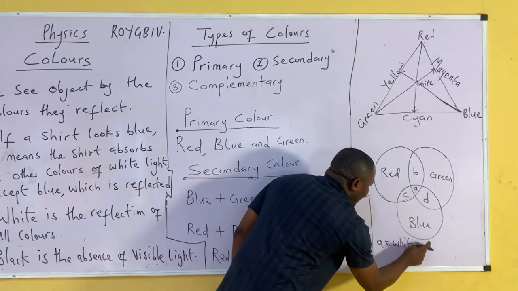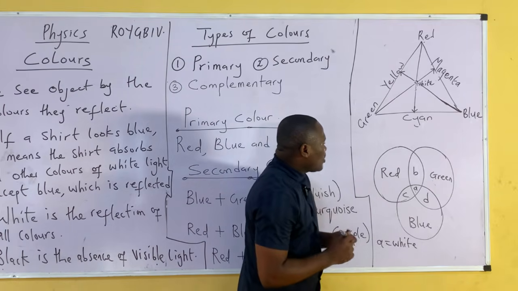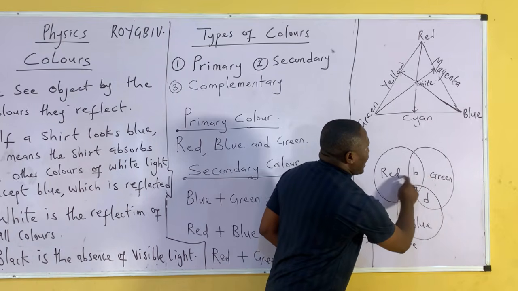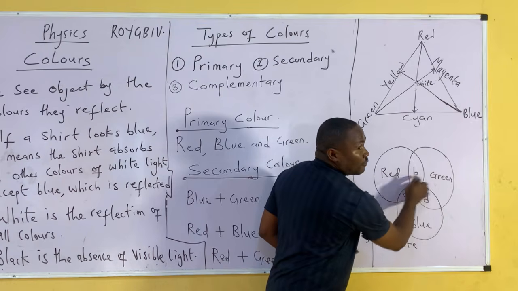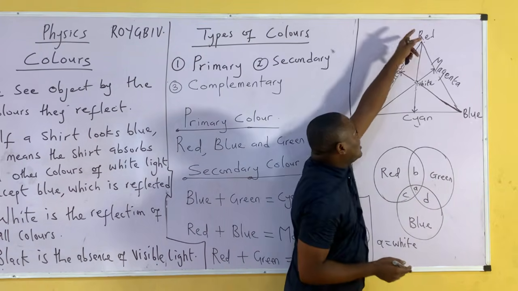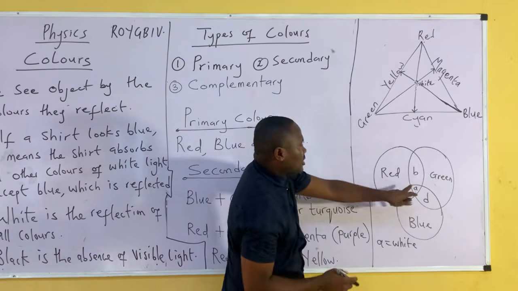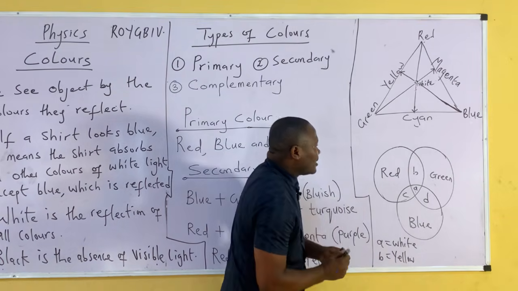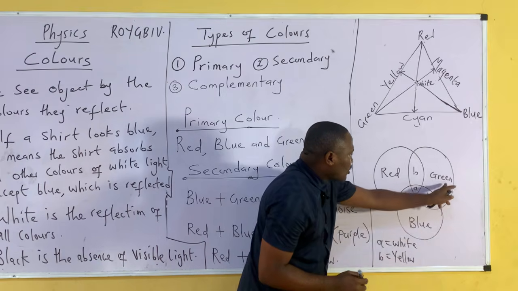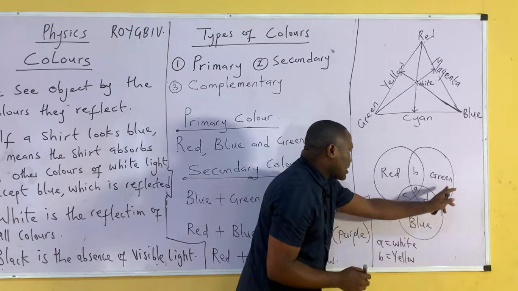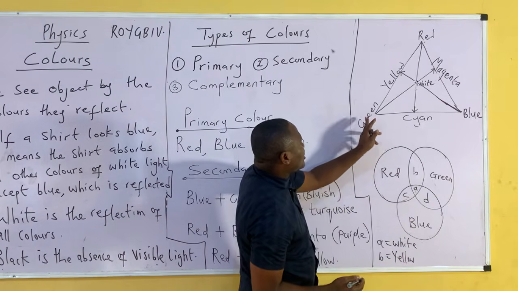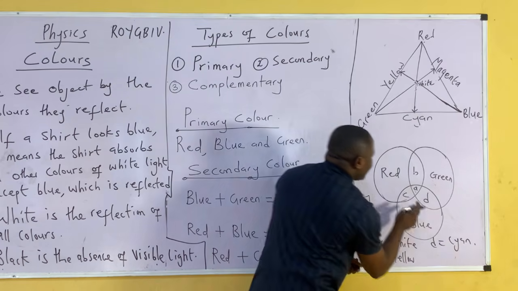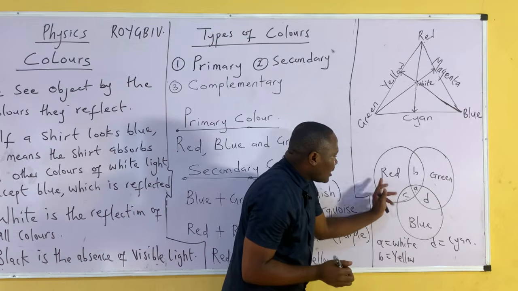A equals white. Now, if A is white, what about this? Look at the next one. B is as a result of combination of red and green. Now you ask yourself, where is red? This is red. Where is green? This is green. So it means B equals yellow. Now, what's the next one again? D is as a result of green and blue. So where is green? D is green, D is blue. So D is cyan. What about C? C is as a result of red and blue.